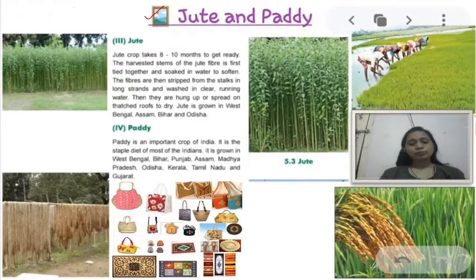बच्चों जूट क्या होता है? आप लोगों ने जूट के बैग्स देखे हैं? You can see here in the picture a lot of items prepared from the jute, which we call gunny bags. Okay, those gunny bags are made out of jute.